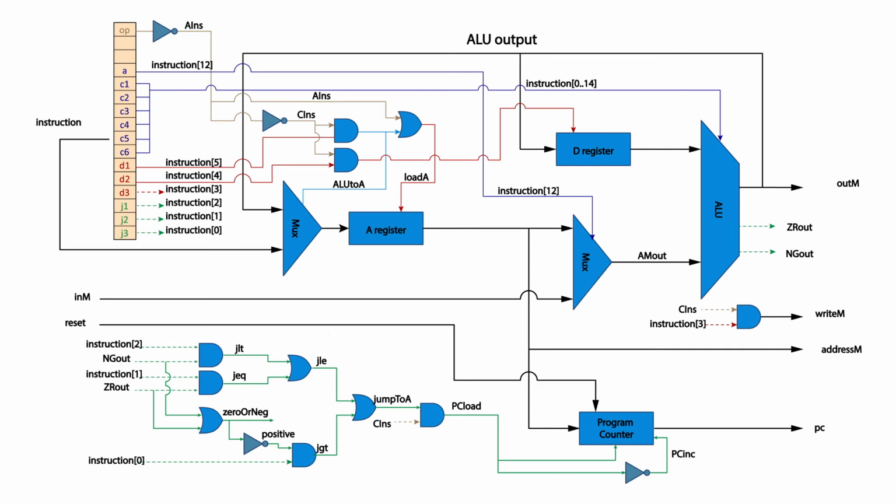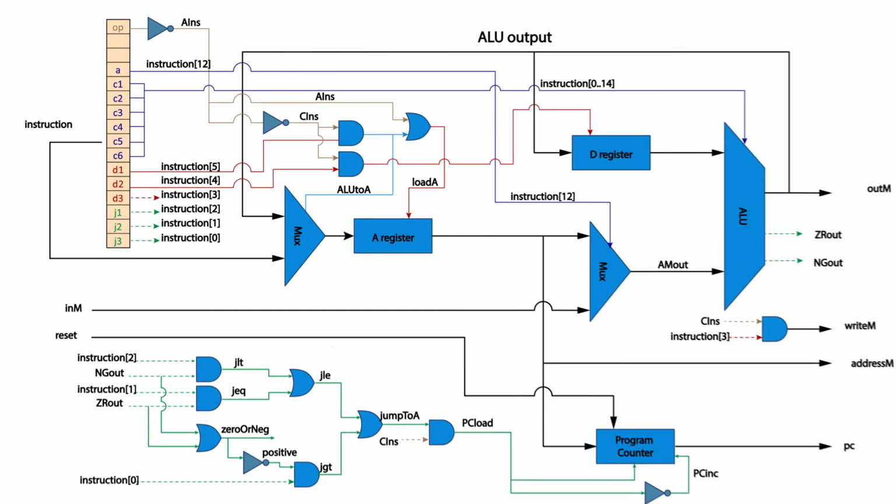The first gate routes bits 0 to 14 of A out, the A register's output, to address M. This is for when the A register will be used to store an address. Bit 15 is not used for addresses, as it is used to signify whether an instruction is an A instruction or a C instruction, so it is not routed anywhere. The second OR16 directly routes ALU out to out M with no modifications.